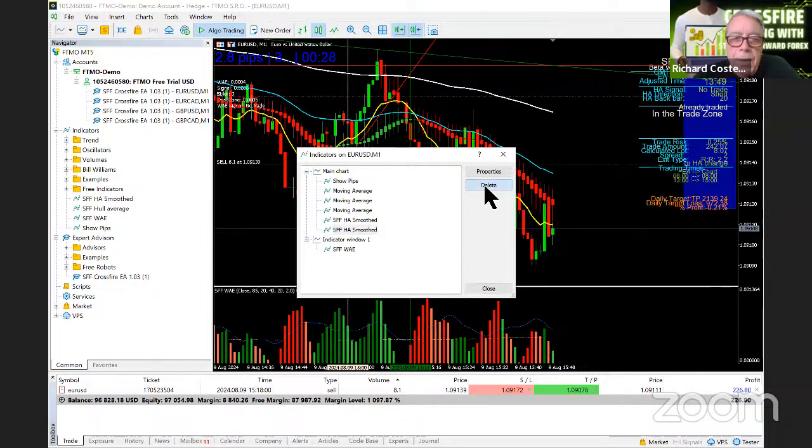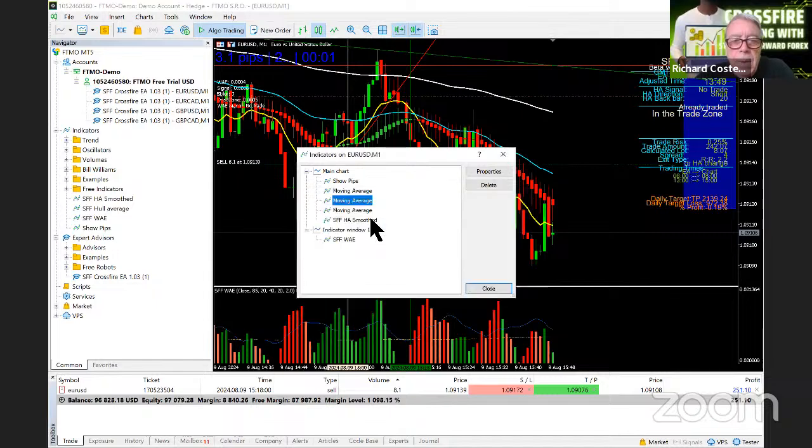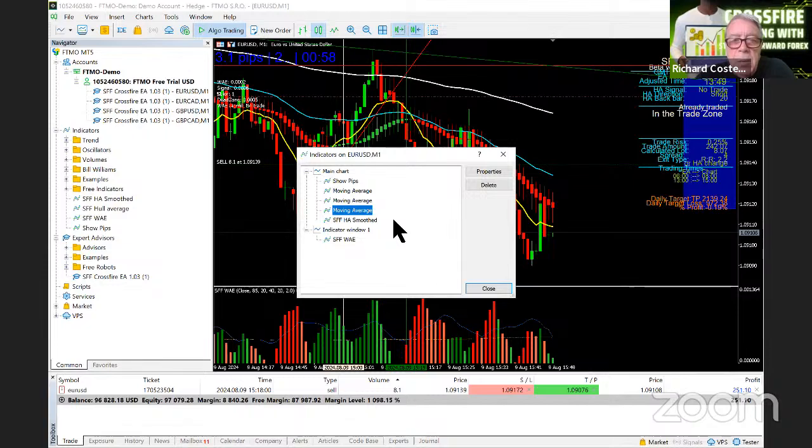so I'm going to delete that one. So I've got the show pips, which is that bar there. I've moved it. They were across here, but I found that was a bit messy, so I'll move mine across to the side. You can do that. The moving averages, I've got 13, 62, 200. You can check those. You just double click on them. 13 is the yellow one. 62 is the aqua one. 200 is the white one. You can change the width of the lines as well.